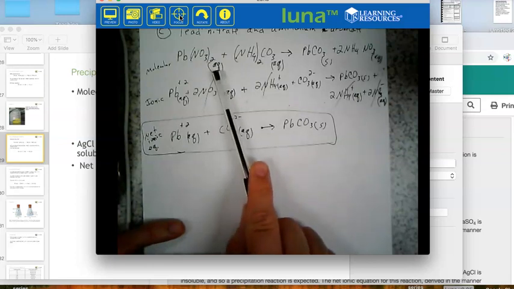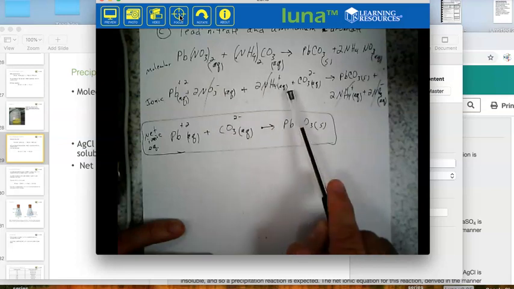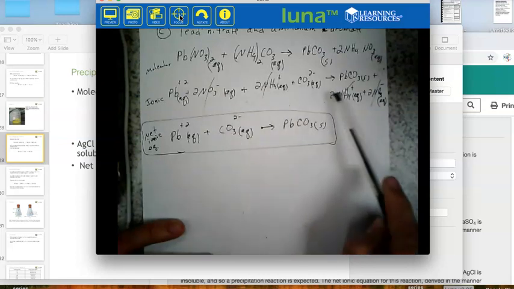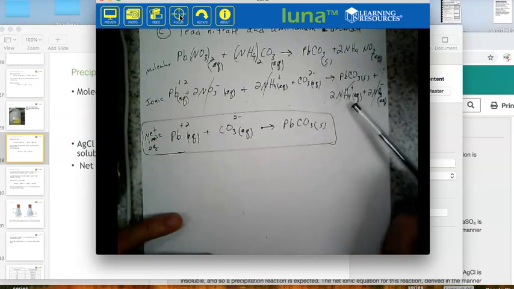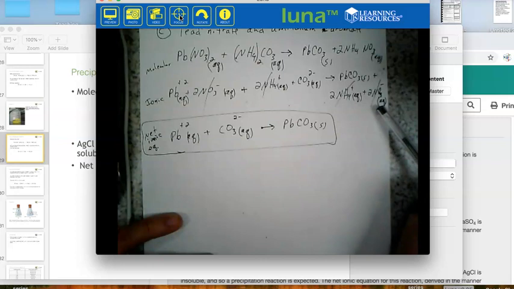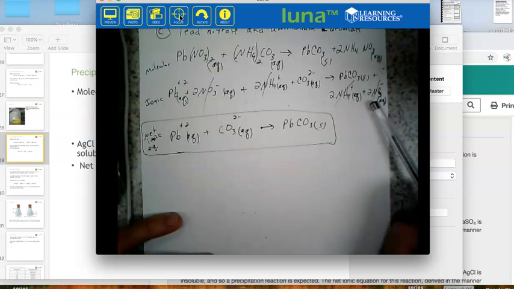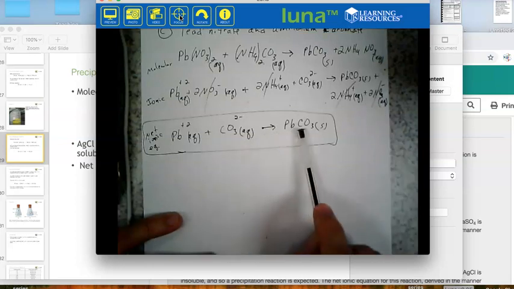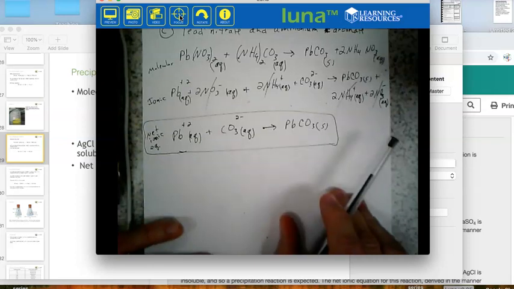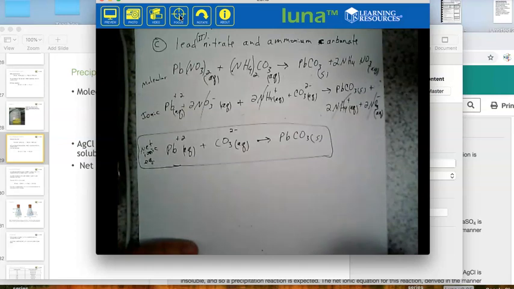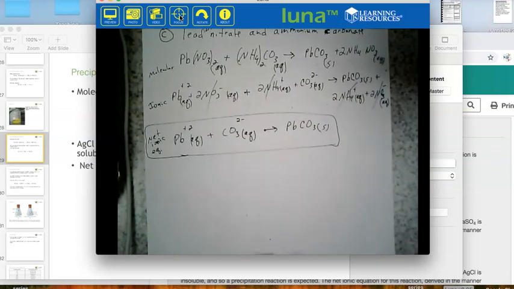Again, we're going to separate out our aqueous species into ions. We do that for each aqueous species. The lead-2 carbonate stays as a solid, and then of course the ammonium and the nitrate break apart. We get rid of the spectator ions in this example, and then we end up with lead and carbonate yielding lead carbonate solid precipitate. So that is our net ionic equation for example 4.3.